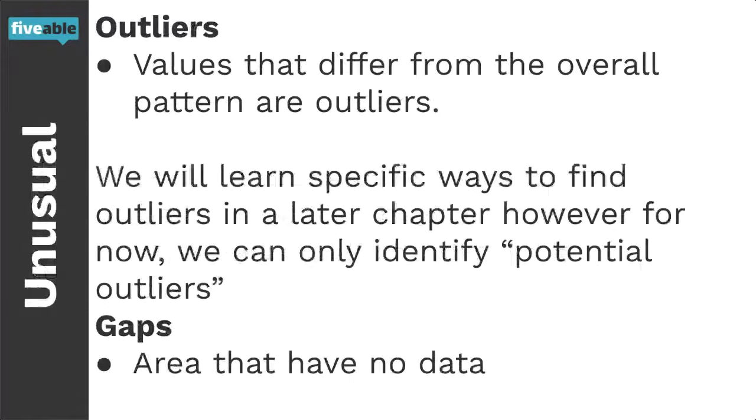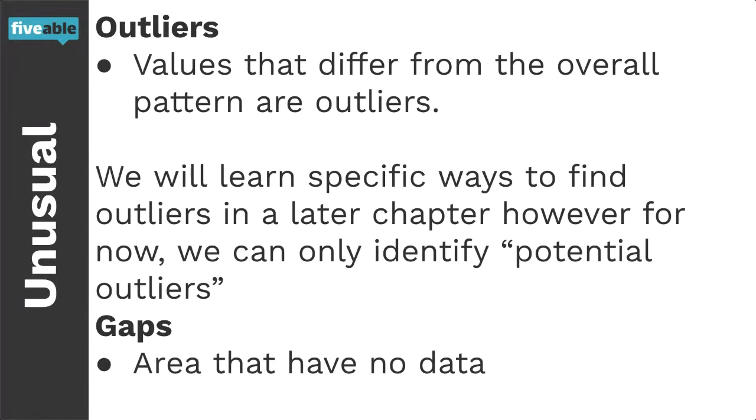The U represents unusual features in our graphical display. A lot of the time we're talking about outliers. Outliers are values that differ from the overall pattern. We will learn specifically how to identify an outlier, but for right now, we can say a potential outlier. There is a rule that tells us how far away a data point must be from the other data points in order for us to call it an outlier. But we can always use potential outlier if we're not sure or if we can't calculate it.